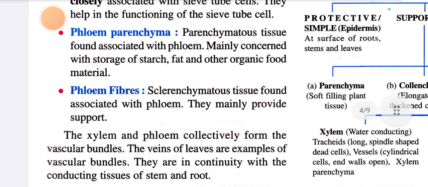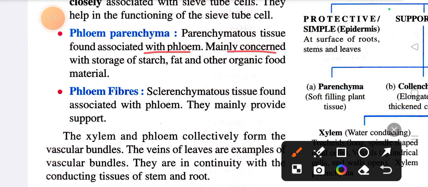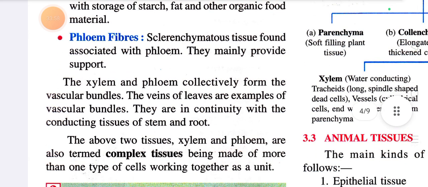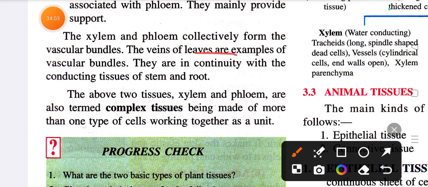Phloem parenchyma. Parenchymatous tissue found associated with phloem, mainly concerned with storage of starch, fat, and other organic food material. Phloem fibers are sclerenchymatous tissue found associated with phloem. They mainly provide support to the plant. The xylem and phloem collectively form the vascular bundles. The veins of leaves are an example of vascular bundles. They are in continuity with the conducting tissue of stem and root.